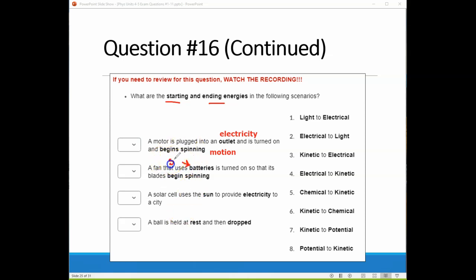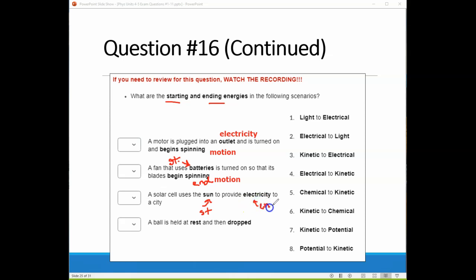But this is what we're starting with, okay? Is turned on so that it begins spinning. Again, that spinning is also motion. So again, go back to the previous slide if you need to think about what type of energy we are ending with right here, okay? A solar cell uses sun to provide electricity to the city. Remember that sun, we just talked about the type of energy that comes from the sun. That's our starting. And again, if it's providing electricity to the city, what type of energy is that?